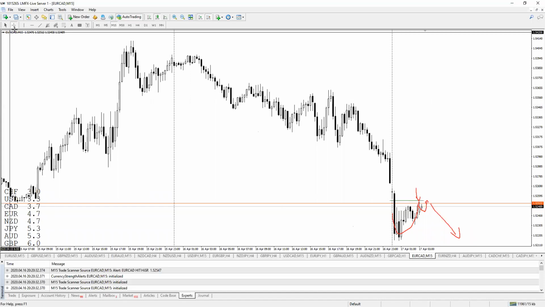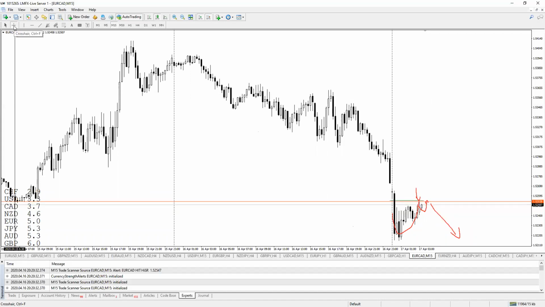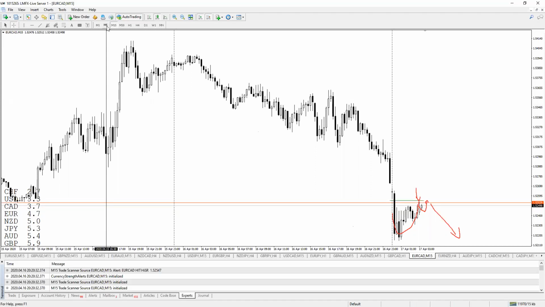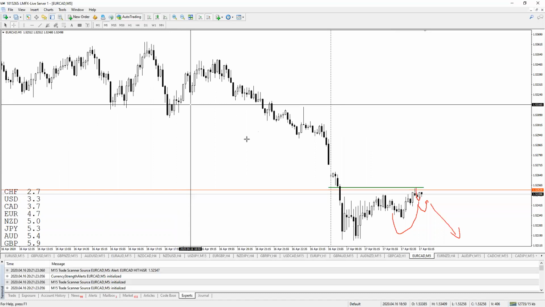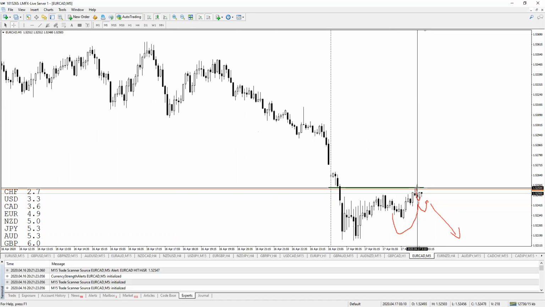Typically, what I'll do. Okay, you mean if it tested like 2 times, it will be perfect setup? Yeah. So typically, I'll look at the 15-minute or the 5-minute and see what I can see. As you can see, it's tested once, right? It tests the line once.